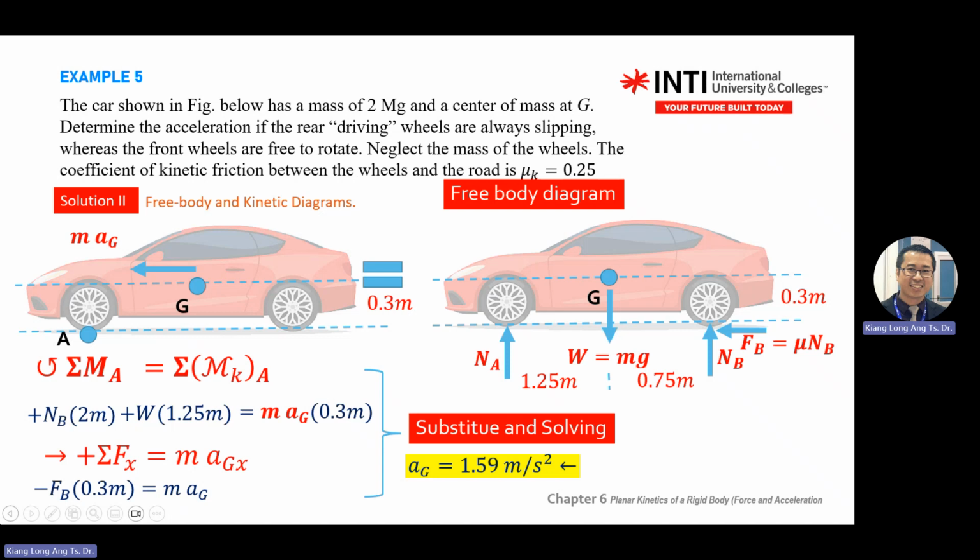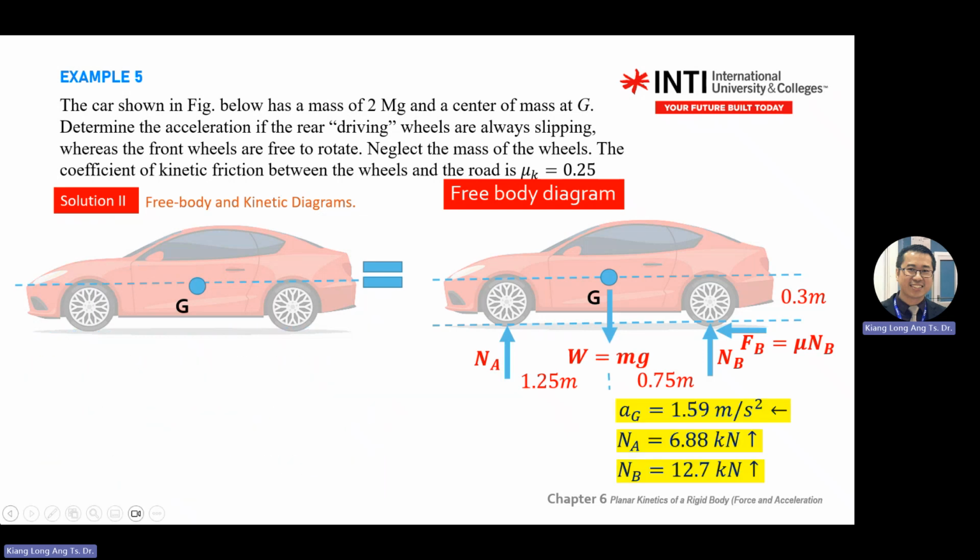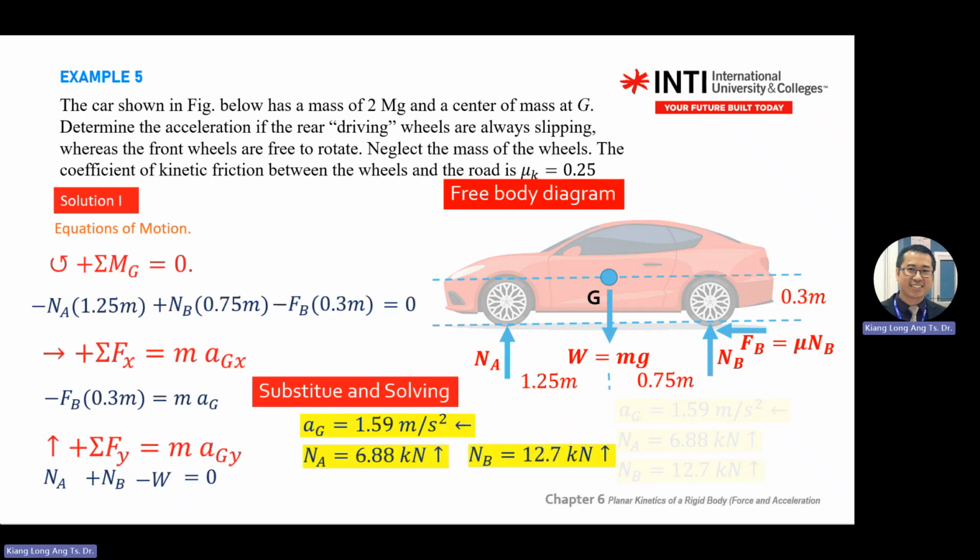You'll get your AG equal to 1.9 to the left. There are two methods. The second method is by using the moment, free body diagram and kinematic diagram. The first method is only using free body diagram and equation of motion, only free body diagram without touching the MA diagram.